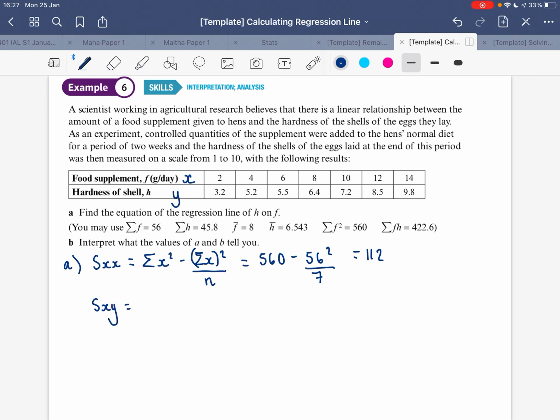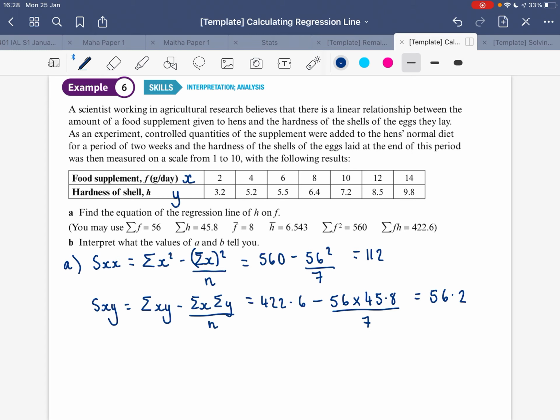SXY is the sum of xy minus the sum of x times the sum of y over n. So the sum of xy is 422.6. The sum of x is 56. The sum of y is 45.8. We still have 7 hens. 422.6 minus 56 times 45.8 over 7 is 56.2.